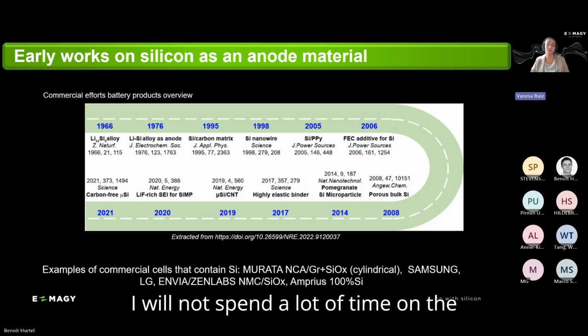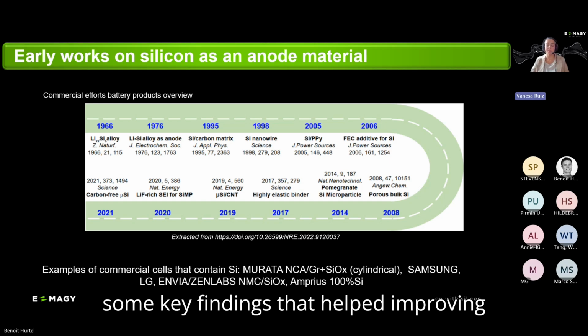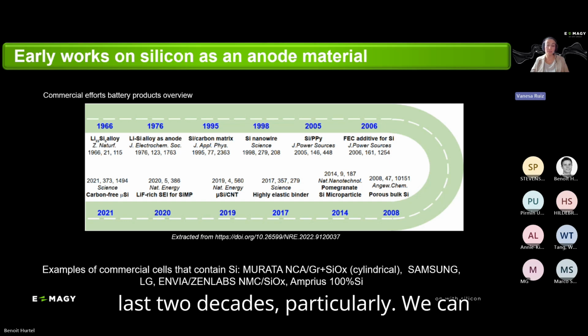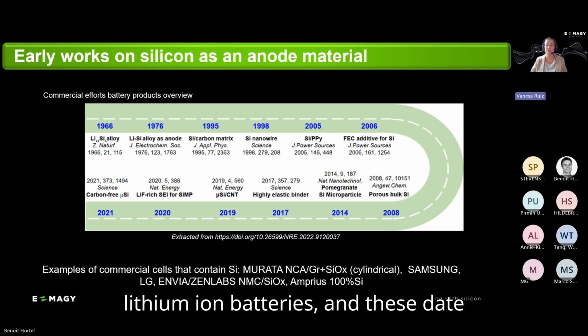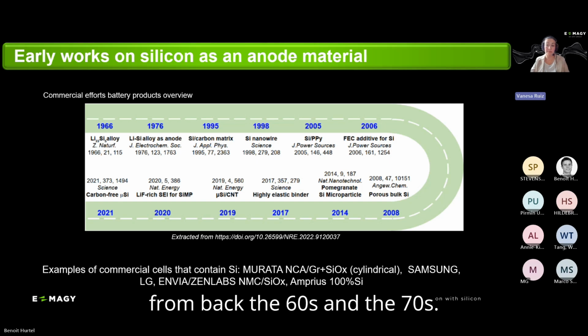I will not spend a lot of time on the early publications, but maybe highlight some key findings that helped improve the performance of silicon, particularly through the last 2 decades. We can look at the first publications in which silicon alloy materials were used in lithium-ion batteries, and these date back to the 60s and the 70s.